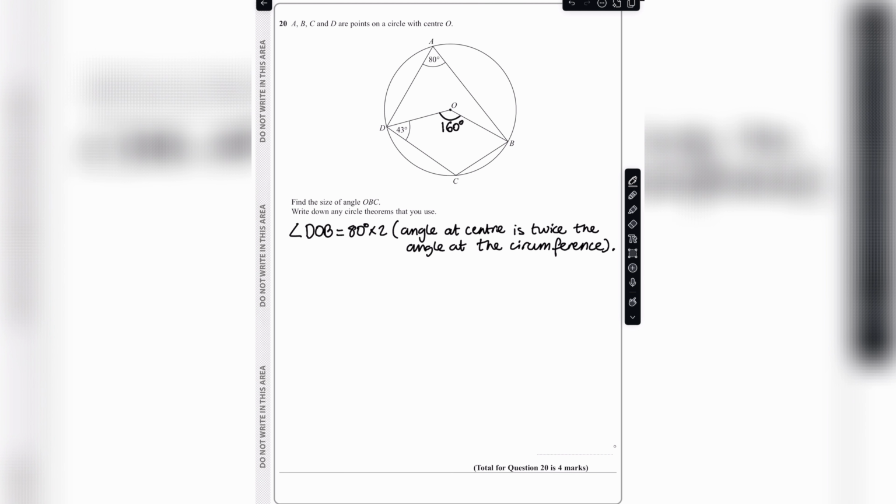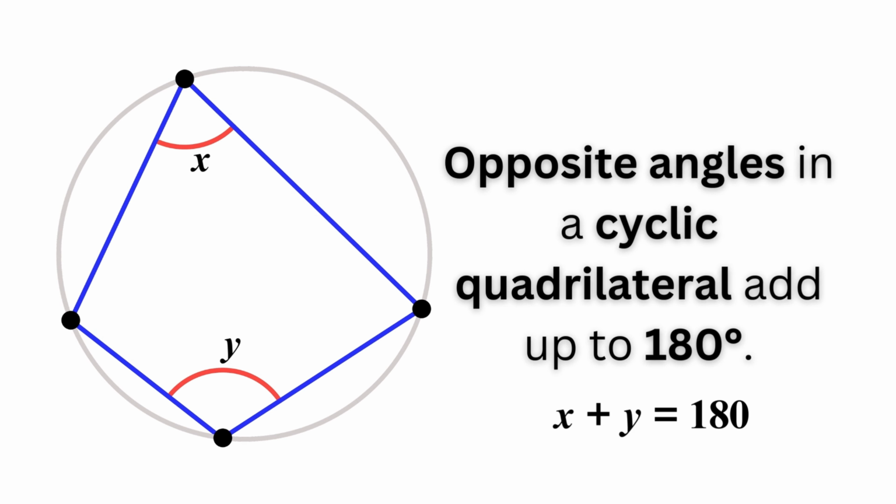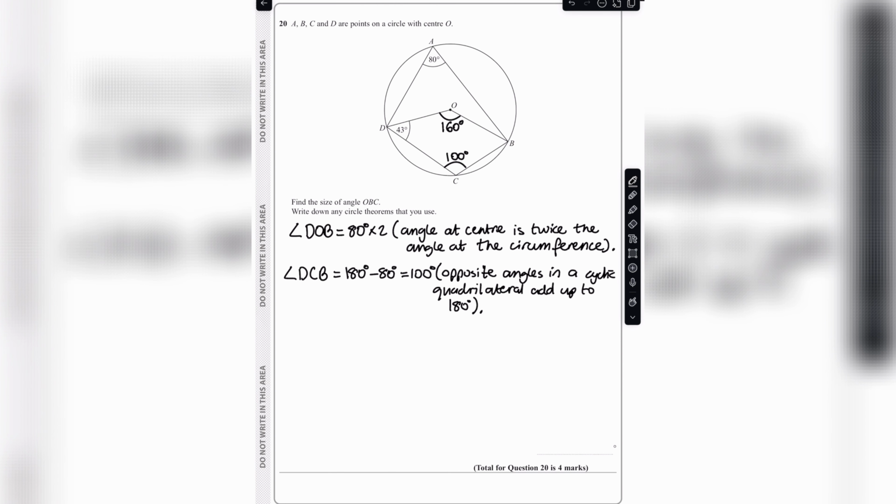Angle DCB can be obtained by subtracting 80 degrees from 180 degrees, because opposite angles in a cyclic quadrilateral add up to 180 degrees. And finally, to obtain the angle OBC, we can add all the angles in the quadrilateral DOBC and subtract them from 360 degrees, because the total angle in a quadrilateral is 360 degrees. So the final answer is 57 degrees.